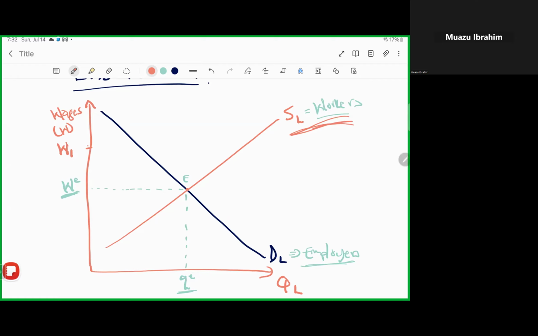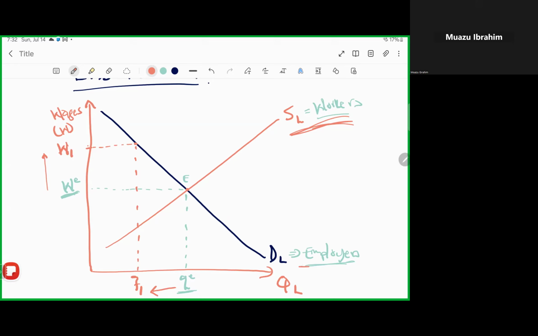So at that minimum wage, what will be the effect on the supply side and on the demand side? You realize that at that minimum wage, we have this as the new demand for labor. So when you go down, you will have Q1. What has happened? The demand for labor has fallen because the wage rate has increased. Not all employers are willing to pay, or can afford, the new minimum wage.